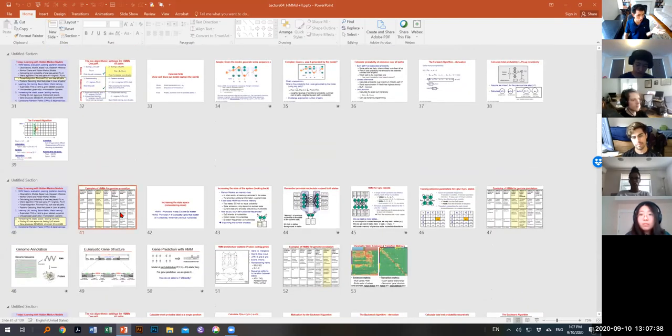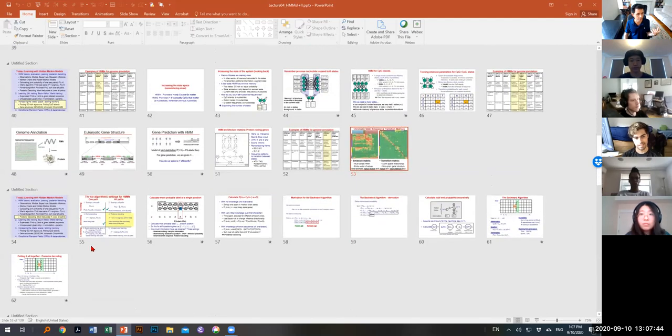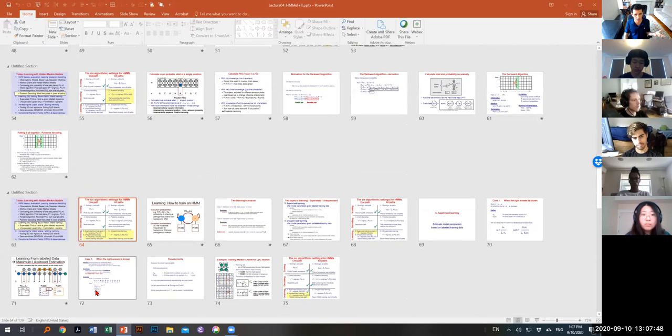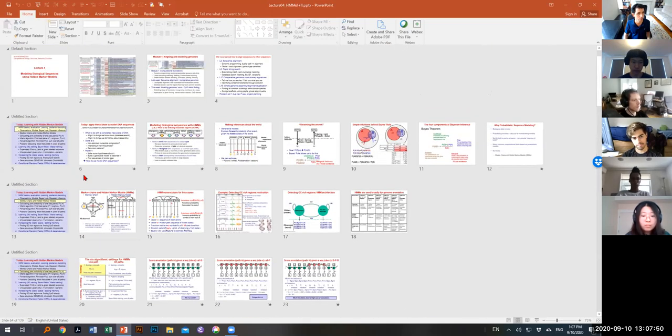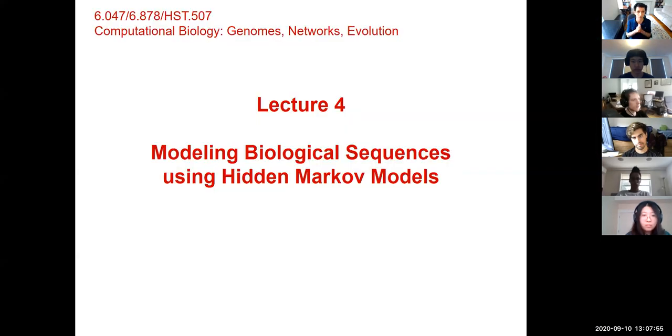Then we're gonna do a digression over remembering more, so increasing the state space. And then we're gonna switch to posterior decoding and then learning, which is totally awesomely cool. So we have two lectures to cover this, but let's see how much we get through today.